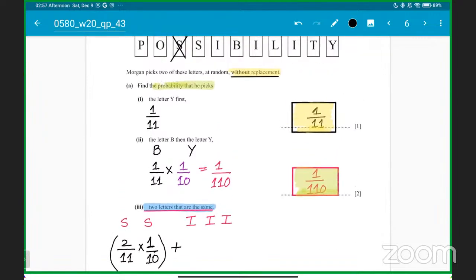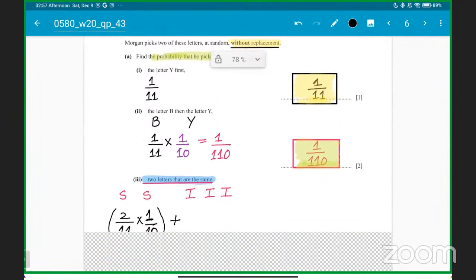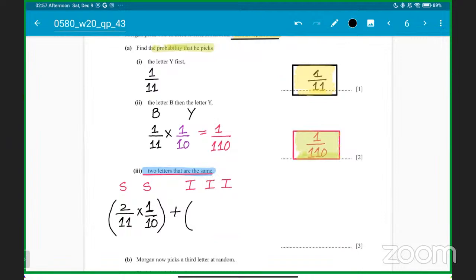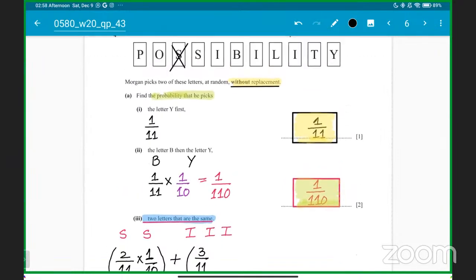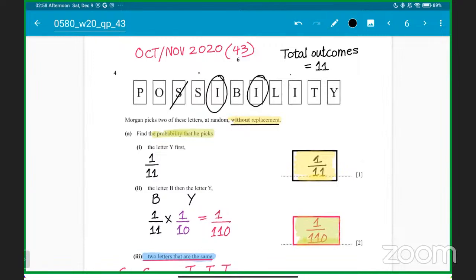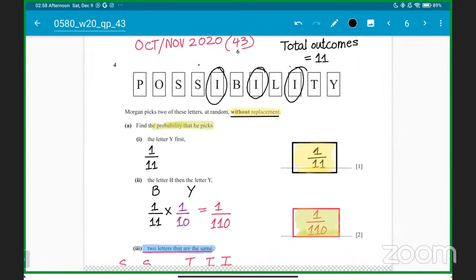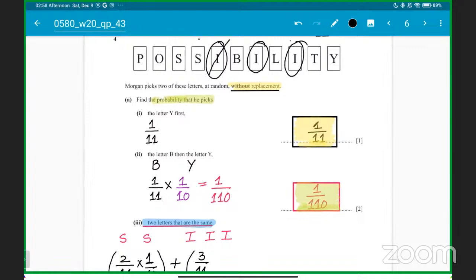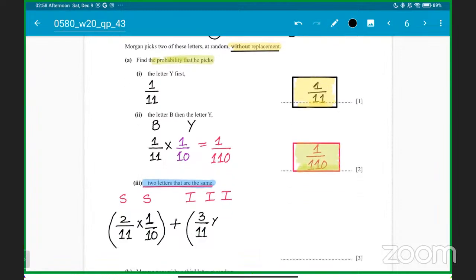So it will be the I. If we talk about the I, we have 3 options available for the first attempt. Let's say this is student A, who is choosing 3 out of the 11 options. 11 is the total outcome, and we have 3 options available for I. So the first attempt will be this, and the student has chosen this I. Now he is left with only 2 options to choose from, and the total number of outcomes is 10 now. Okay, so that's the answer.